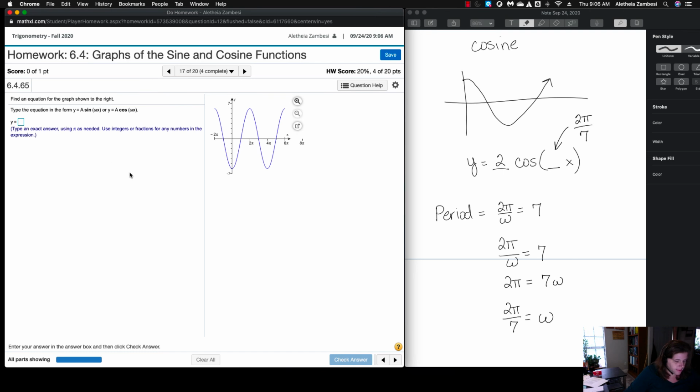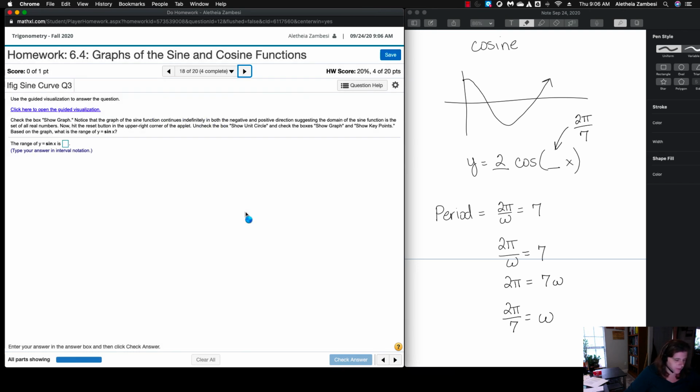All right, this is going to be similar, so use the same kind of strategy for this one. And this is guided visualization. If you have any further questions, please let me know. Some of these are kind of trial and error until you figure out how to use the graphing tool.